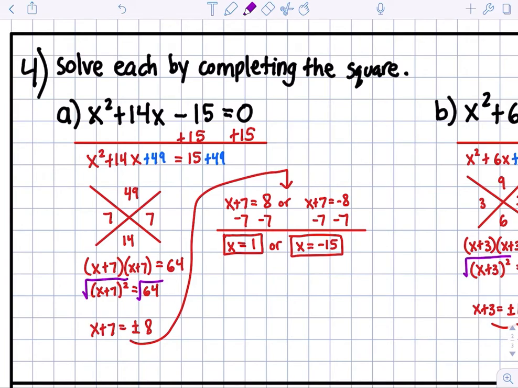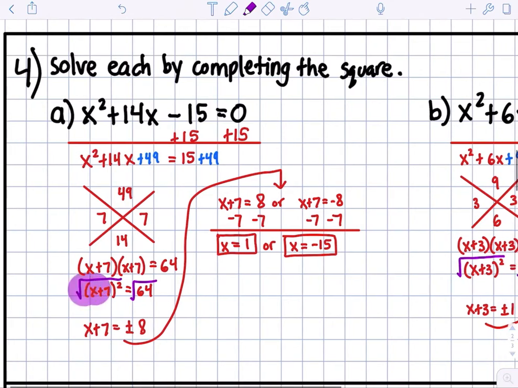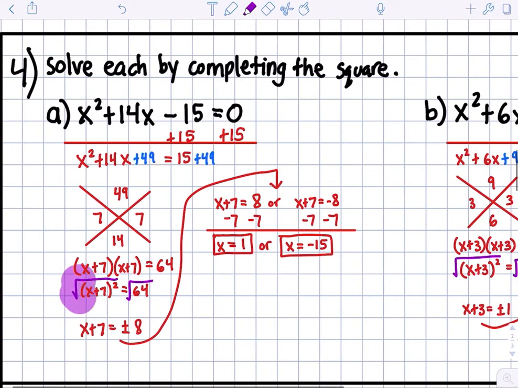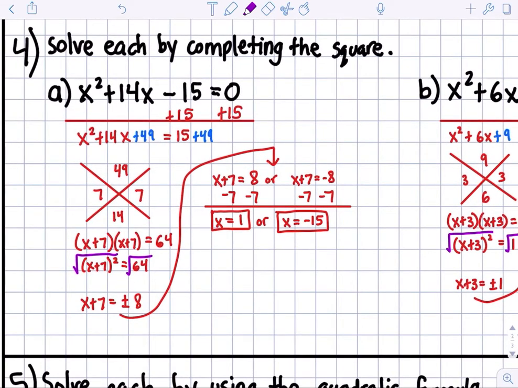Square root both sides. Now I want you to square root both sides, you guys, so that this square root and that second power cancel with each other. So you're going to get x plus 7 and then plus or minus 8. Don't forget the plus and minus sign after you guys square root. And then you guys make your two equations and then you solve, and x is going to equal 1 or negative 15.